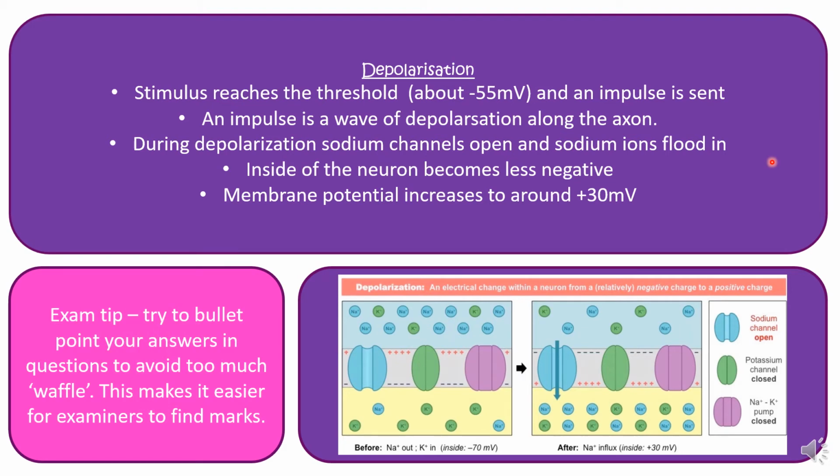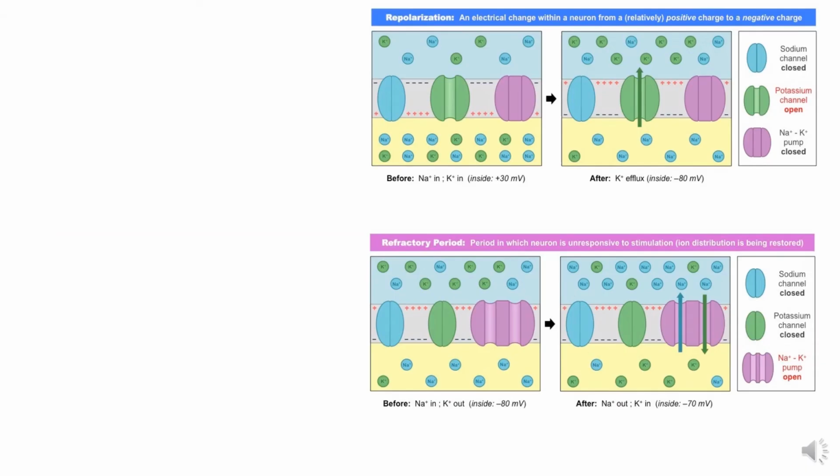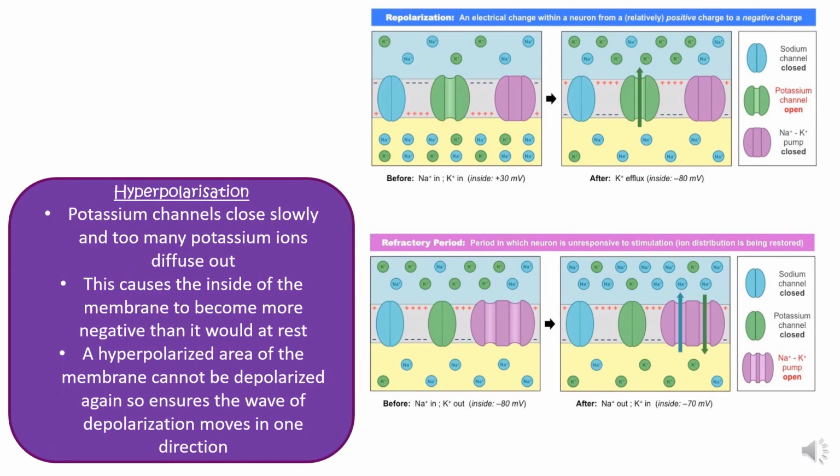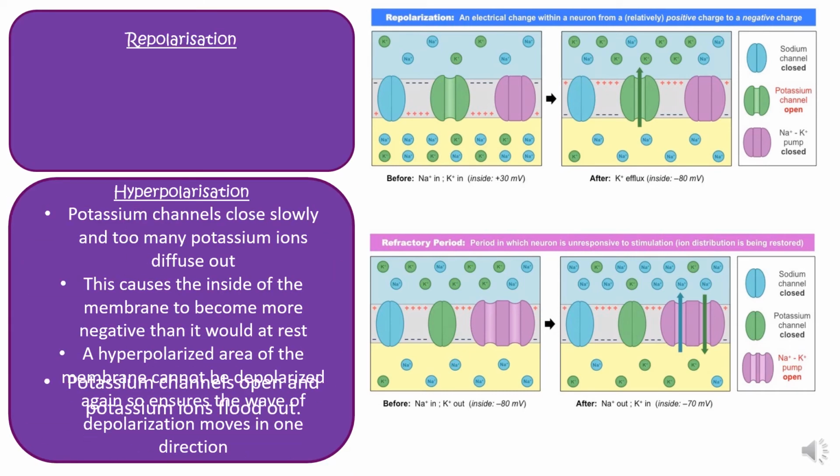Just a little tip there, if you try and bullet point your answers and avoid too much waffle, it makes it easier for examiners to find marks, and I think it just makes you a little bit more likely to get the marks. These two sodium channels open in here and sodium is moving into the axon. Okay, that shouldn't be first.